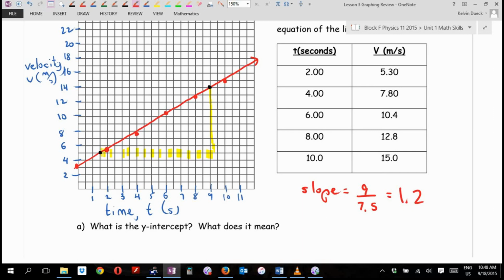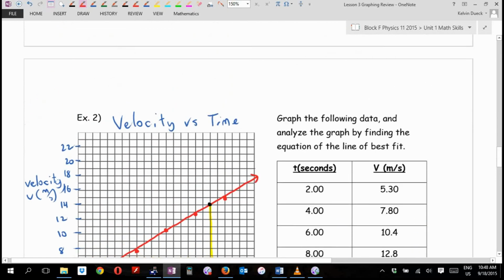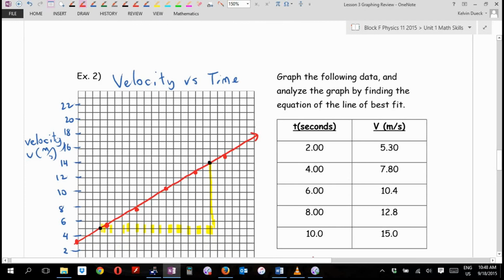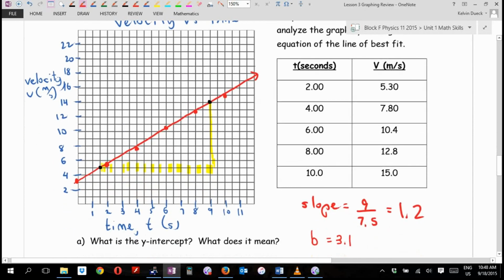And I'm also going to write here B equals, for me, about 3.1. So again, your equation, Trevor, is probably going to look a little different from my equation, but should be close. Or some of you might be bang on mine. I don't know. Could be.